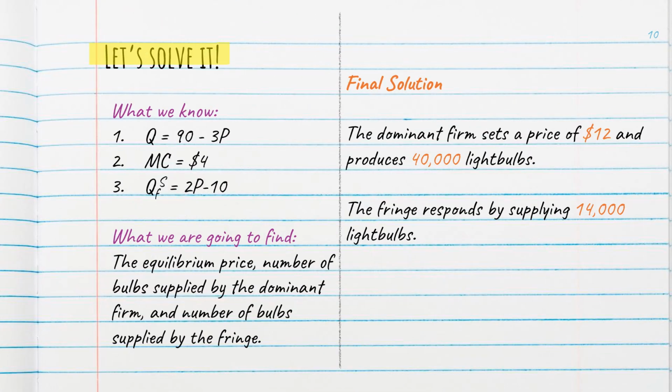So let's just make sure we understand this final solution. Our dominant firm is going to set a price of $12 and produce 40,000 light bulbs. The fringe responds to the $12 price by supplying 14,000 light bulbs of their own.